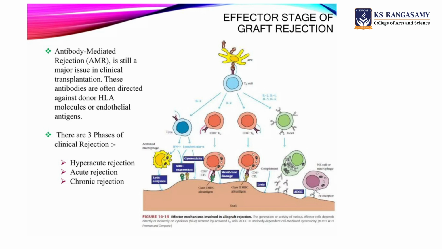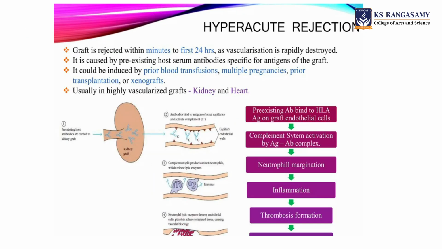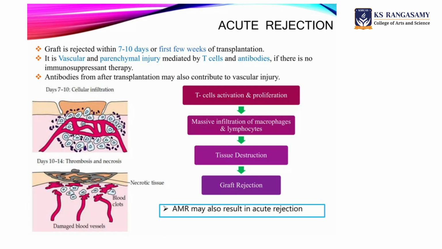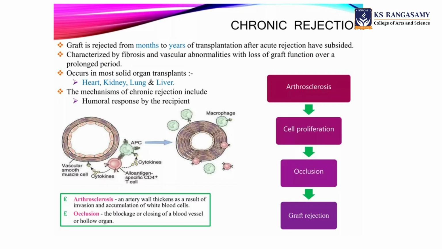It is of 3 types: hyperacute rejection, acute rejection and chronic rejection. First one is hyperacute rejection. The graft is rejected within 24 hours. Next one is acute rejection. Acute rejection takes 7 to 10 days after the graft is transplanted to reject. Next one is chronic rejection. It takes several months to years.